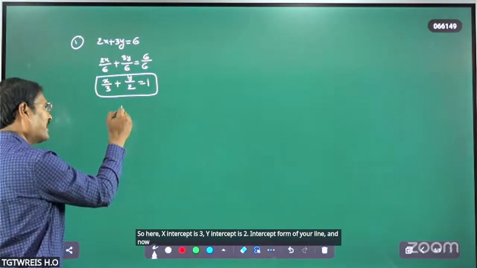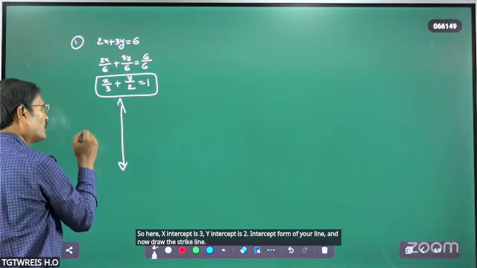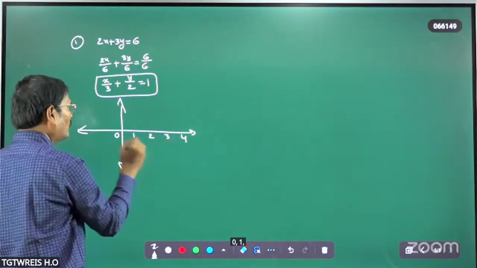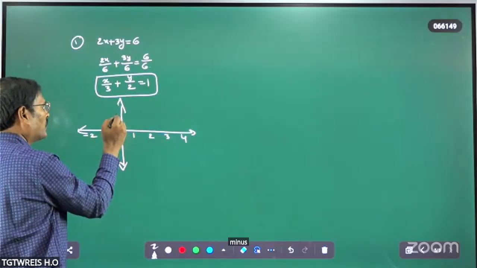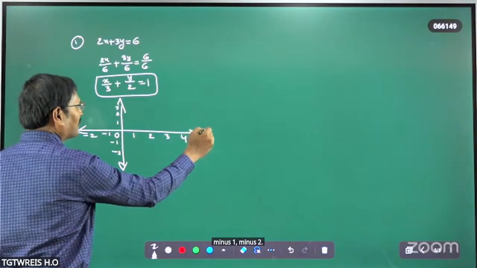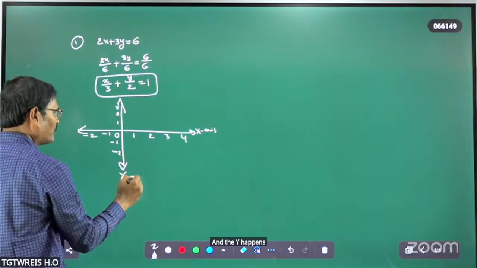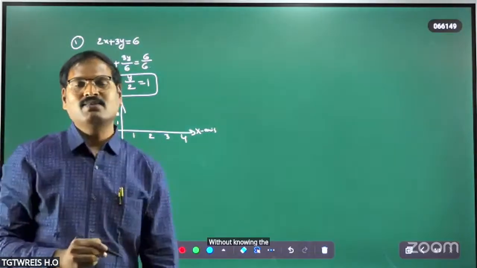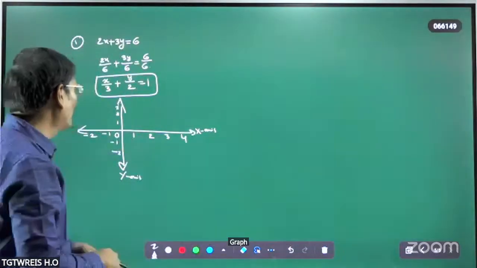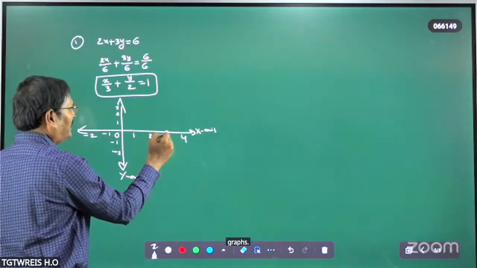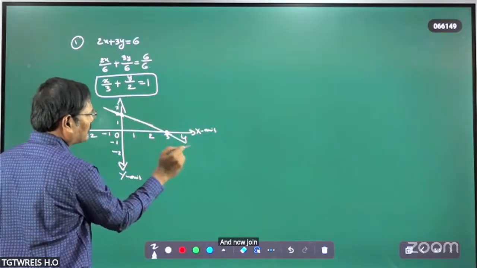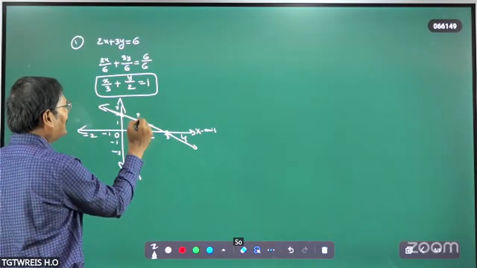And now draw the straight line. Coordinate axis: 0, 1, 2, 3, 4, minus 1, minus 2. X-axis and y-axis. Without knowing the graphs, it is very difficult to find areas. That's why I am explaining how to draw graphs. So x-intercept is 3 and y-intercept is 2. And now join. So this is the straight line.